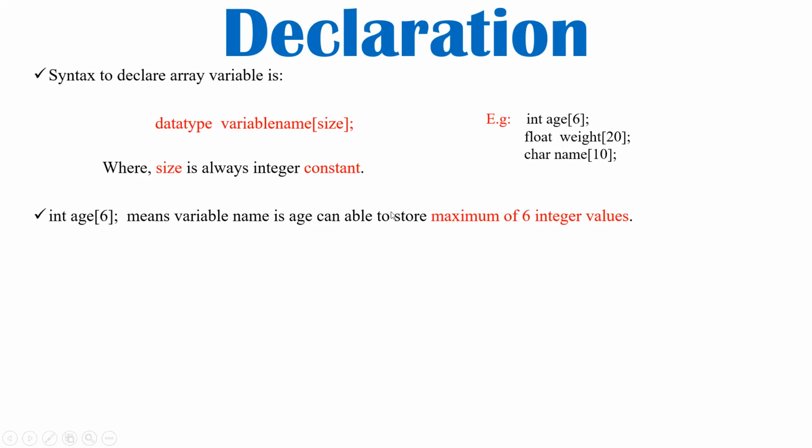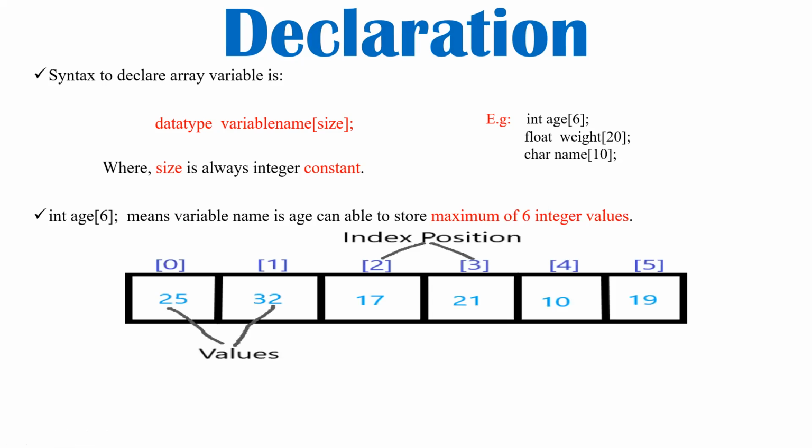So in int age of 6, the int specifies the data type of the array, so it can store only integer values. The age represents the array variable name. 6 represents the size of the array, that is, a maximum of 6 integer values we can store in that array. Either I can store 1 value, 2 values, 3 values, at the maximum 6 values we can store in that array.